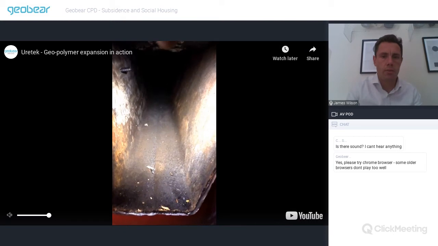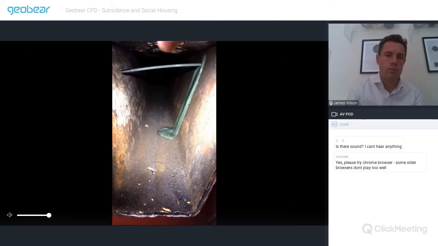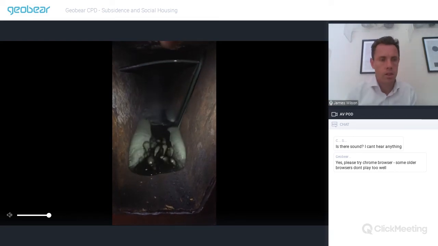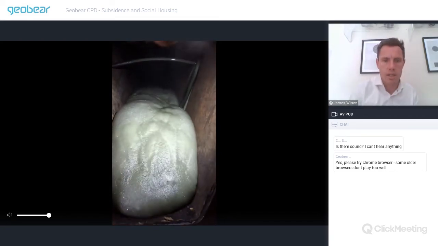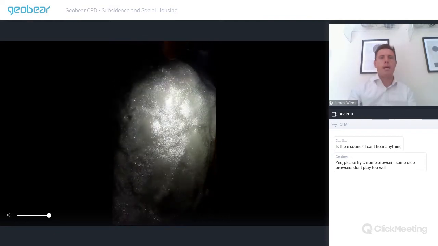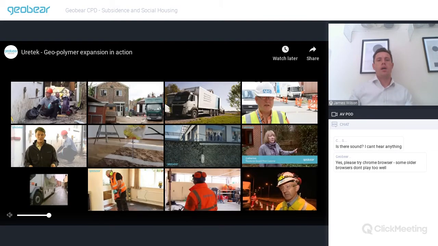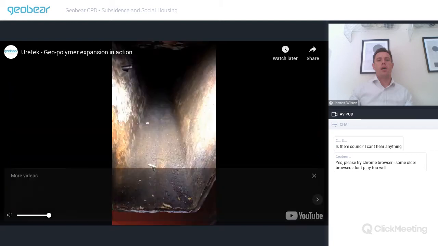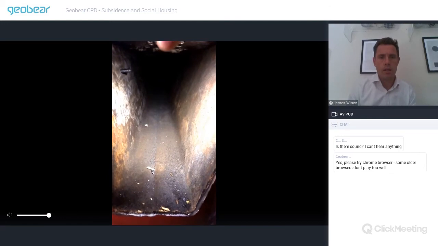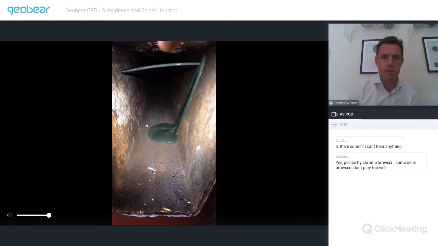Just to give you an idea of what the resin actually looks like, this is just a trough. It doesn't look like this when you're injecting it into soil, but this is how it looks. It's just injected into a trough. So it expands rapidly and then hardens within just a few seconds, and it almost looks like a foam type of material when it's hardened. So you can just see that again.